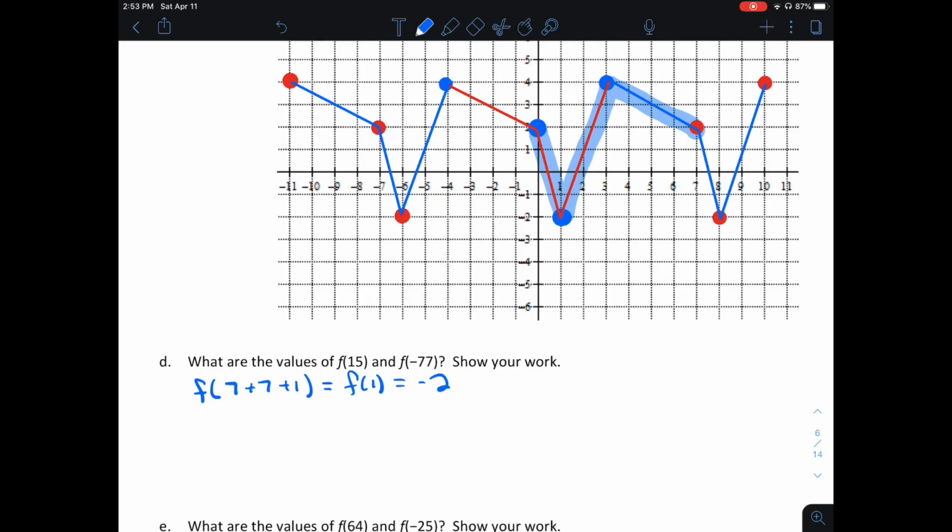Let's try with the negative 77. It's a little bit different. I have to go in the negative direction. So just like you would do with coterminal angles, sometimes you would subtract complete revolutions. So I'm going to go backwards, negative 7, negative 7. How many times am I going to do this? Until I get to 77, 11 times. 1, 2, 3, 4, 5, 6, 7, 8, 9, 10, 11. That is ridiculous.